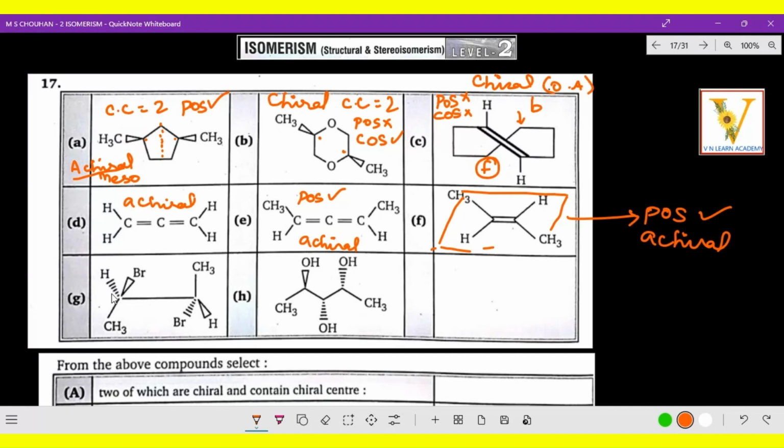So here, as we observe Newman's projection, see the top side, bromine and the dash hydrogen, CH3 upward. So as we observe here CH3 and here CH3. So that means it's a cross, center of symmetry, it is possible.